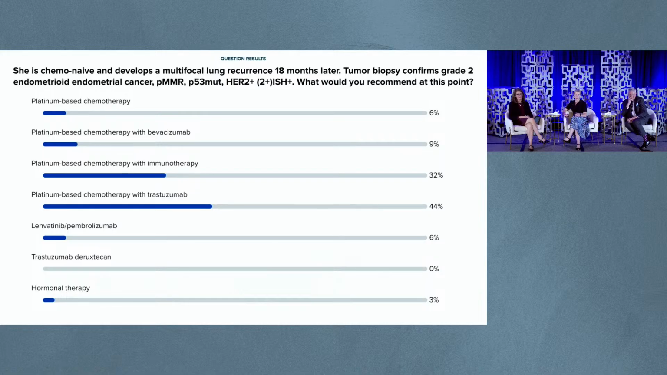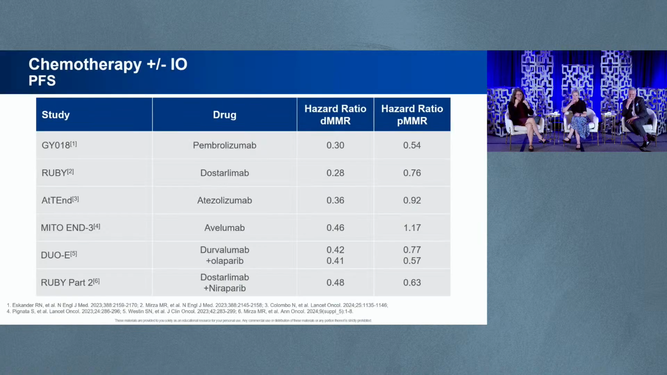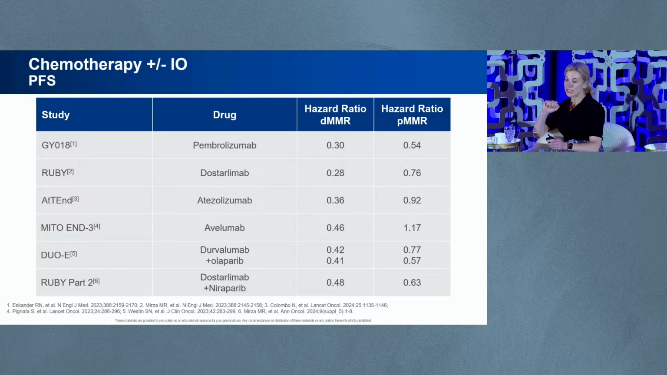All right. So in this instance, people are favoring chemotherapy with trastuzumab, some chemotherapy with immunotherapy, and then bevacizumab is also considered. Good. All right, so here's the comparison of those trials that we talked about earlier, with all the different drugs that have been studied. We saw the hazard ratios for the mismatch repair deficient, but on the right side, we see them for mismatch repair proficient.